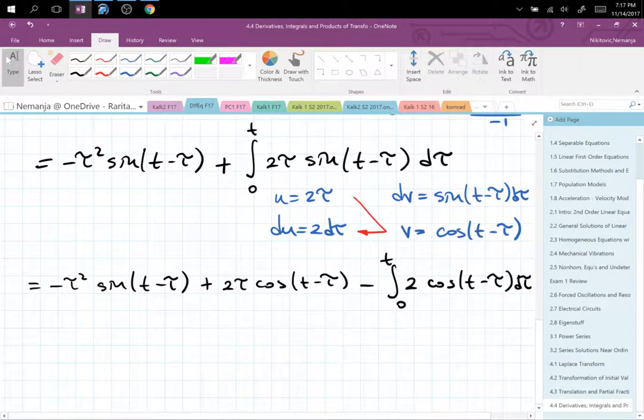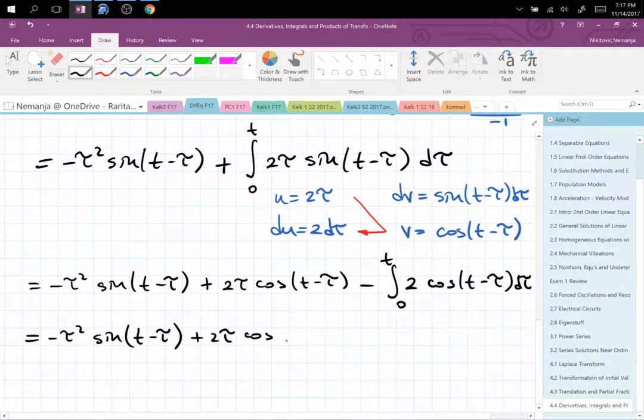And finally, we can integrate the last piece and then apply the limits. So negative tau squared sine of t minus tau plus 2 tau cosine of t minus tau. Welcome to electrical engineering. Minus the integral of cosine is positive sine. There will be a minus there from negative tau, so it becomes 2 sine of t minus tau. All of this computed from 0 to t.